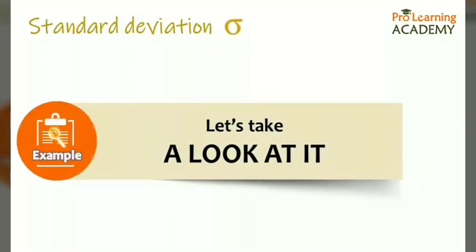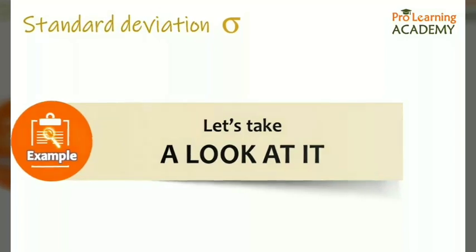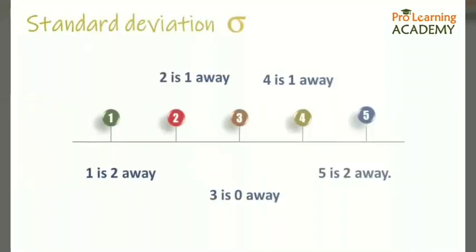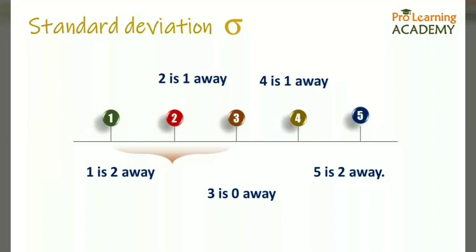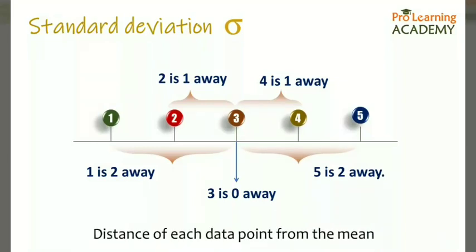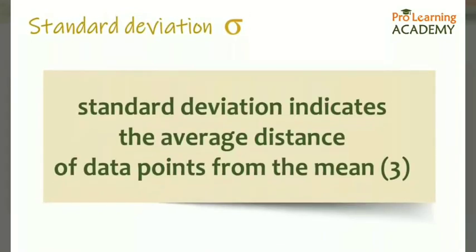Let's take a close look at it. So 1 is 2 away, 2 is 1 away, 3 is 0 away, 4 is 1 away, and 5 is 2 away. So standard deviation indicates the average distance of data points from the mean.